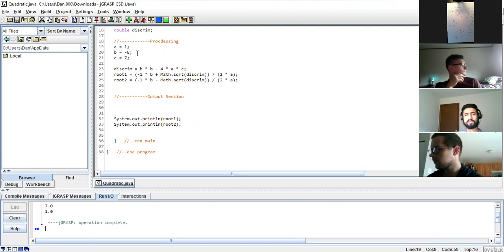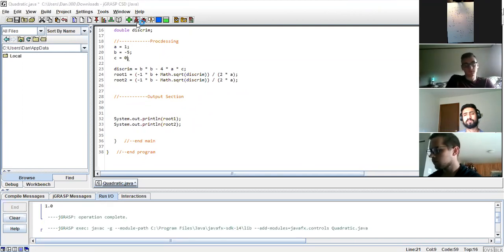I'm going to do my second set of test data. That was A was 1, B was -5, and C was 0. 1, -5, and 0. And I should get roots of 0 and 5.